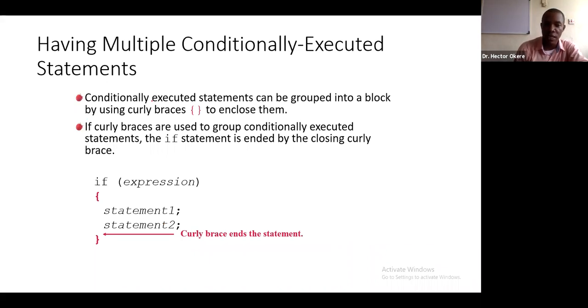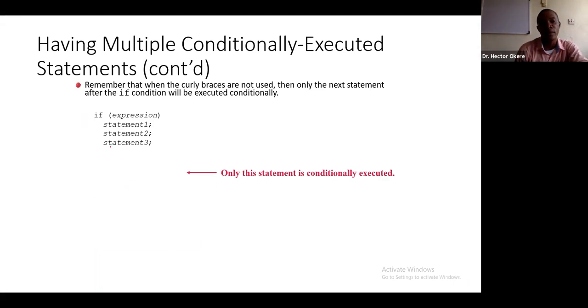Now, conditionally executed statements can be grouped into a block by using curly braces. So these are curly braces to enclose them. If curly braces are used to group conditionally executed statements, the if statement is ended by the closing curly brace. So if this is true, then do this and do this. Now remember that when curly braces are not used, then only the next statement after the if condition will be executed. Do you remember I told you?